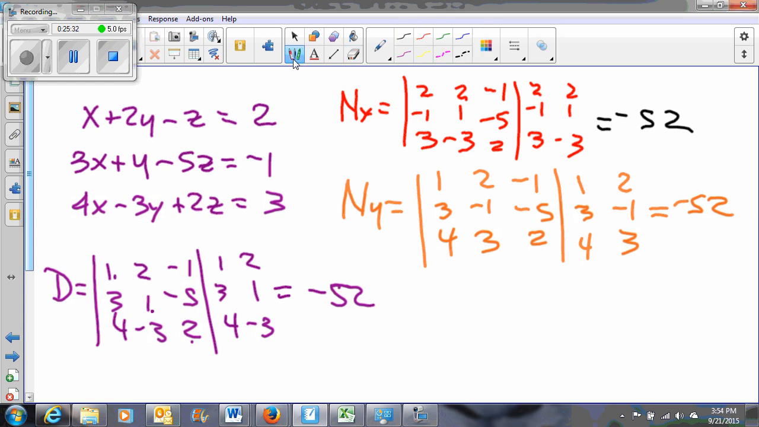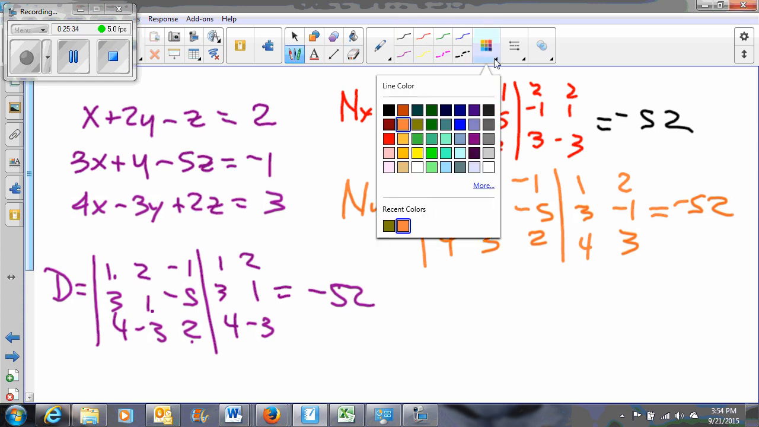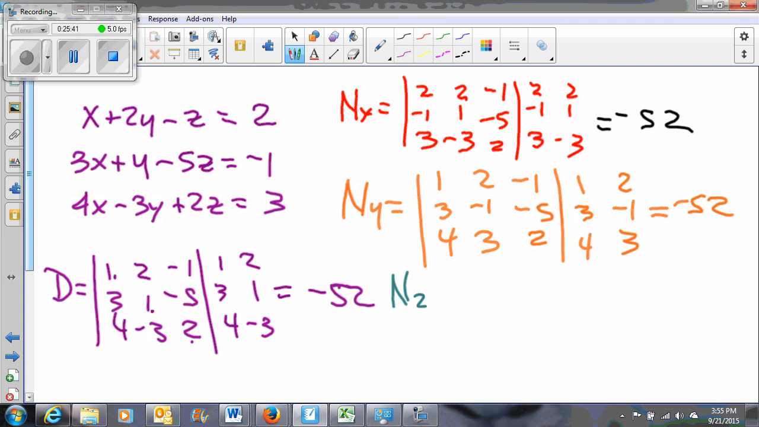Let's see if we can't find some other color. How about this color? Okay, so we've got n sub z. Now n sub z is going to be 1, 3, 4, 2, 1, negative 3, and 2, negative 1, 3.